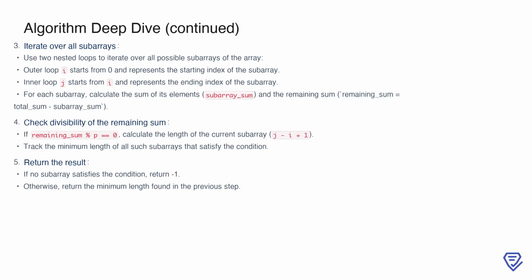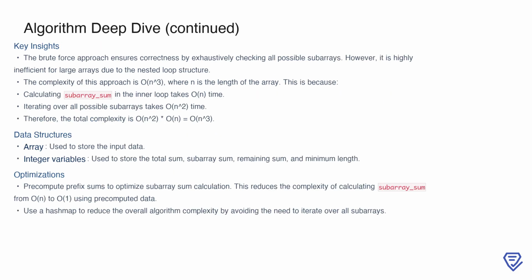If it is, we calculate the length of the current subarray as j - i + 1. Among all the subarrays that satisfy this condition, we keep track of the minimum length. At the end of this process, if no subarray meets the condition, we return -1 to indicate that it's not possible to make the sum divisible by p. Otherwise, we return the minimum length of the subarrays that meet the condition. While the brute force approach guarantees correctness by examining all possible subarrays, it is computationally expensive and inefficient for large arrays because of its nested loop structure. Specifically, the time complexity of this approach is O(n^3), where n is the length of the array.